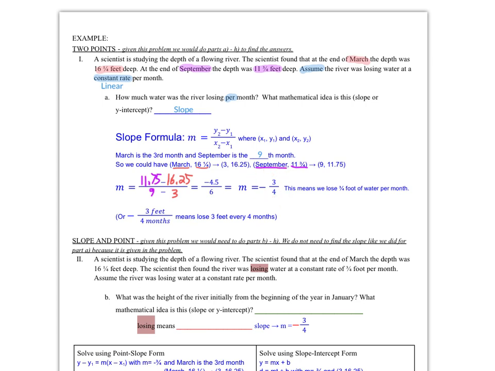Once I have the slope, what I'm going to do now is use the slope and one of the points they gave me to find my next part. So after you finish part A, you would move on to part B, then part C, etc. if you had scenario 1. However, if you have scenario 2, then you would just start at part B. Let's take a look at that.